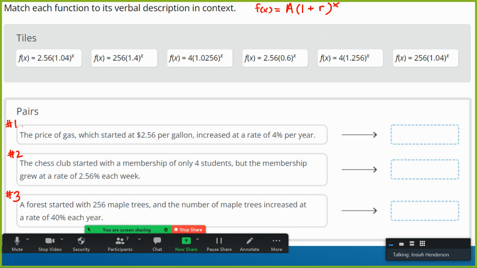Okay, so let's look at example 1. The price of gas, which started at $2.56 per gallon, increased at a rate of 4% per year. So our goal is just to write the formula for this. The initial amount is $2.56. It says that the price of gas started at this. So because it says started at, that's our clue that that's the initial amount. Increase means our rate will be positive.